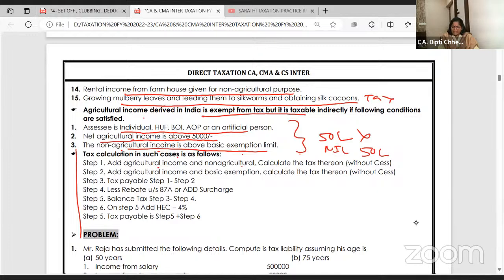Agricultural income, non-agricultural income, calculate the tax. Just the tax, not cess and all. If you have studied salary with me, in relief and all, there it was with cess, right? In salary, in relief, we calculate tax with surcharge and cess and all. Not here. Okay, right, 1 second.